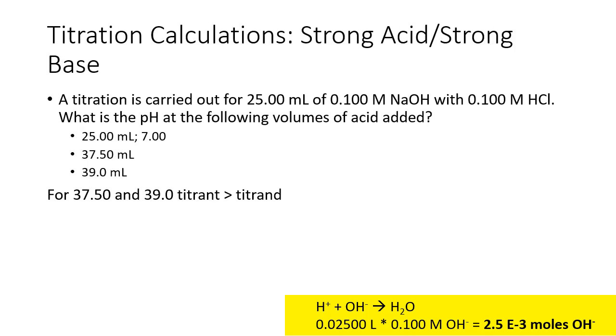So remember, the equivalence point, the pH is 7. So for both the 37.5 and the 39 milliliters of HCl added, the titrant is now greater than the titrand. So in other words, we're going to have excess HCl. We can do a BCA table for this, just like we did before. Okay, so we've got our HCl plus our OH minus. I'm not going to bother writing water because, again, it's irrelevant to this process.